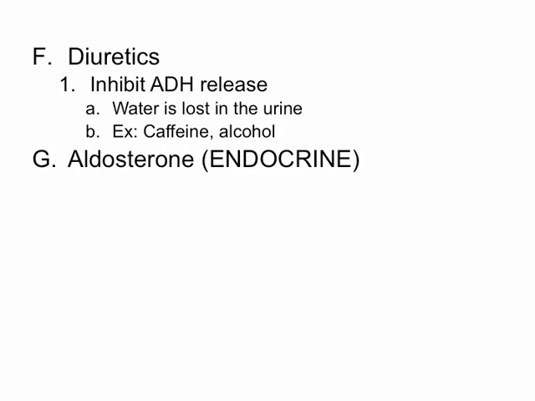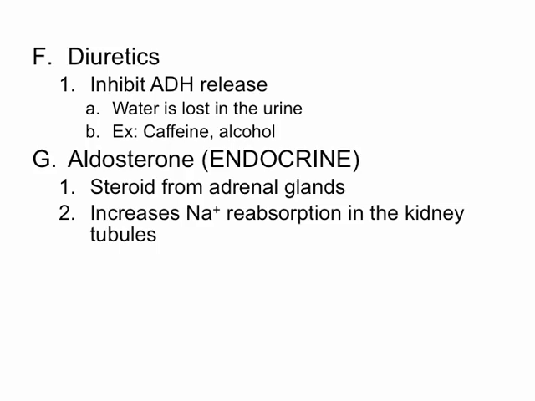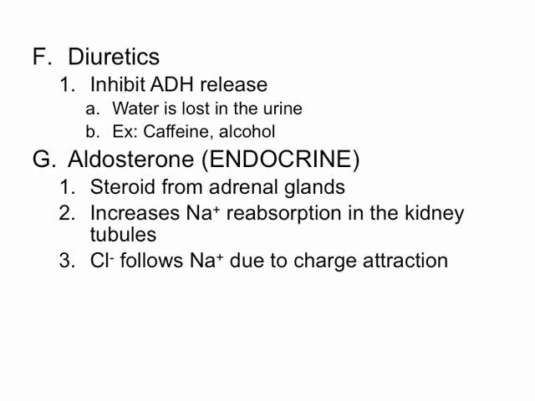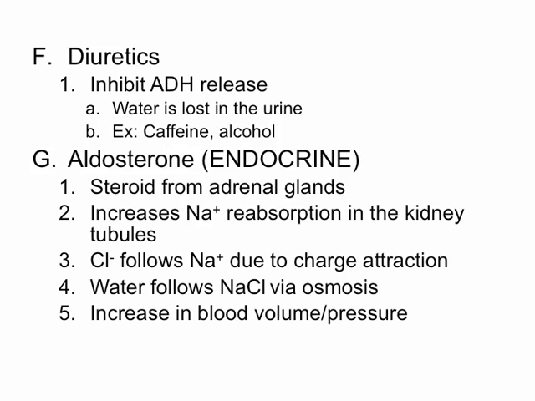Aldosterone also plays a role here. Aldosterone is a steroid from the adrenal glands. What aldosterone does is it increases the sodium reabsorption in the kidney tubules. So if you increase more sodium, you're going to increase the reabsorption of chloride, because chloride, of course, follows sodium due to charge attraction. And now that we've got sodium chloride being reabsorbed, we're also going to have water being reabsorbed via osmosis. This will ultimately increase the blood volume and blood pressure.